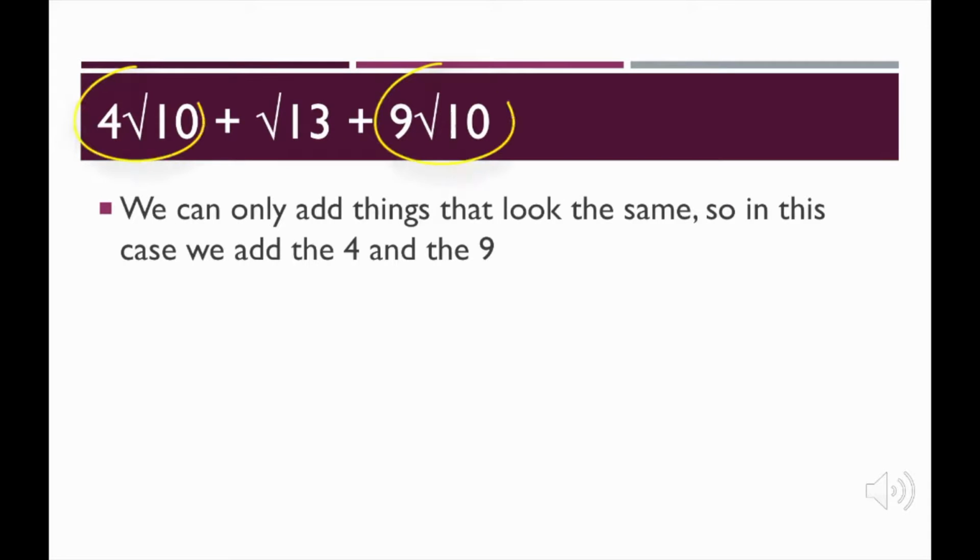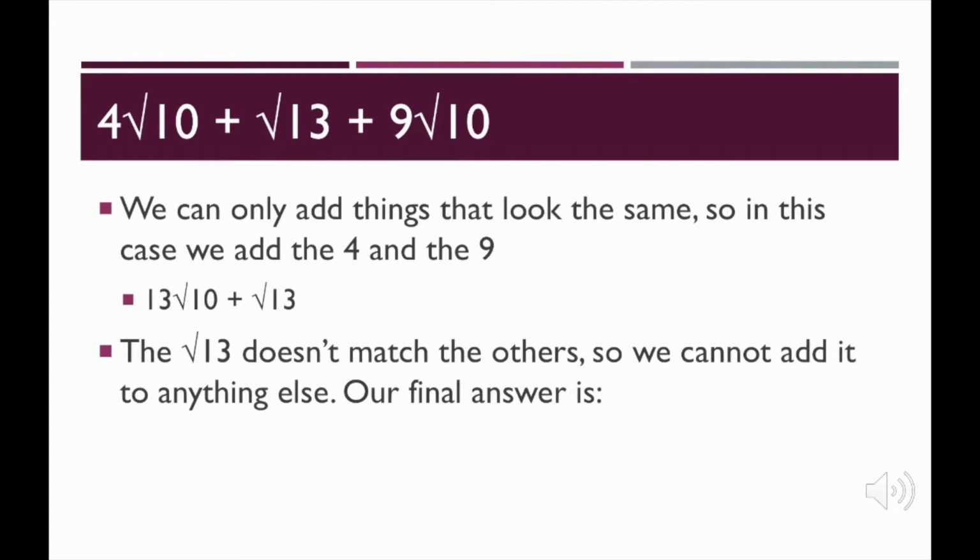Let's look at our next example. 4 times the square root of 10 plus the square root of 13 plus 9 times the square root of 10. We can only add things that look the same. So in this case, we can only add the 4 times the square root of 10 to the 9 times the square root of 10. 4 plus 9 is 13, so our answer here is 13 times the square root of 10 plus the square root of 13. The square root of 13 doesn't match the others, so we can't add it to anything else. Our final answer is 13 times the square root of 10 plus the square root of 13.